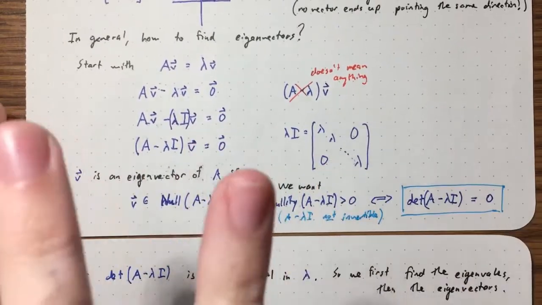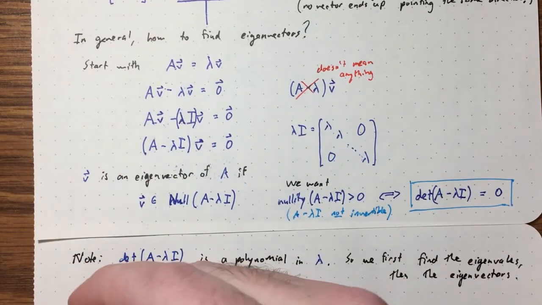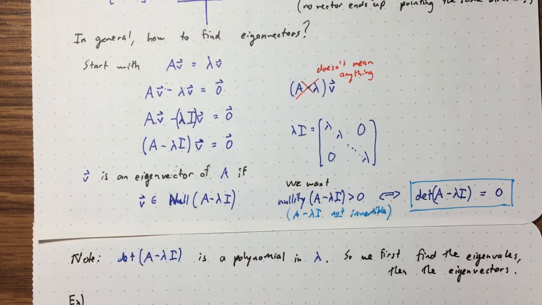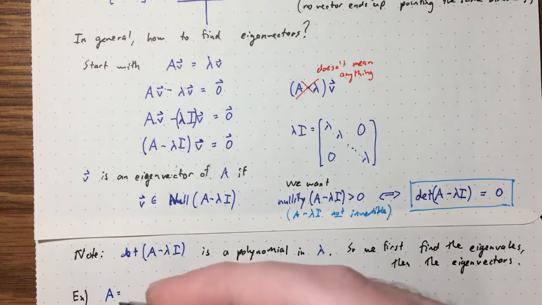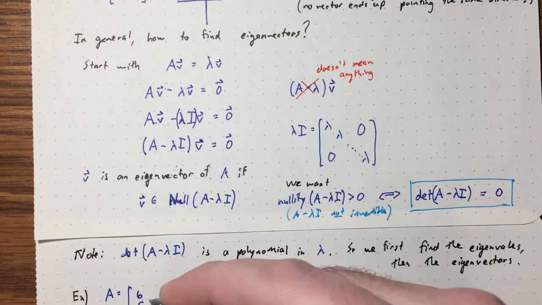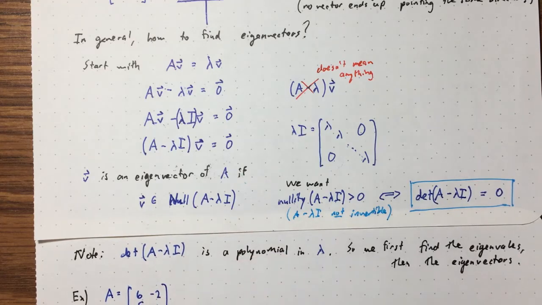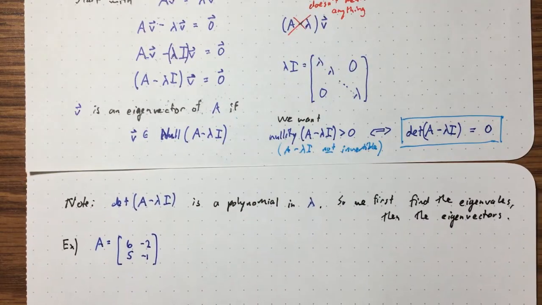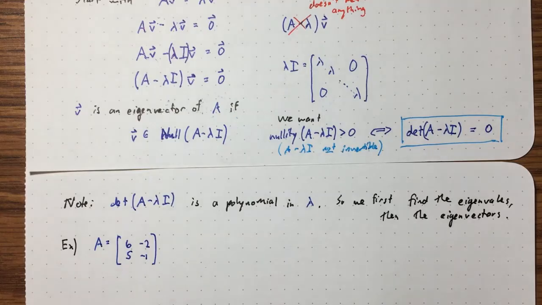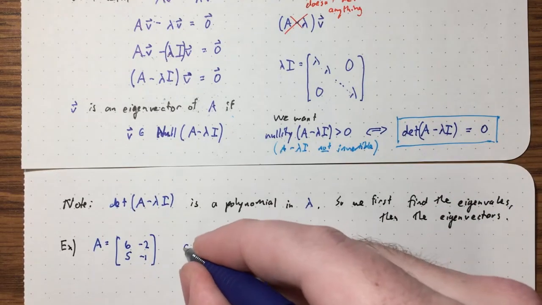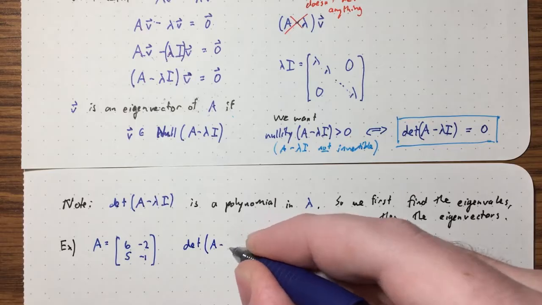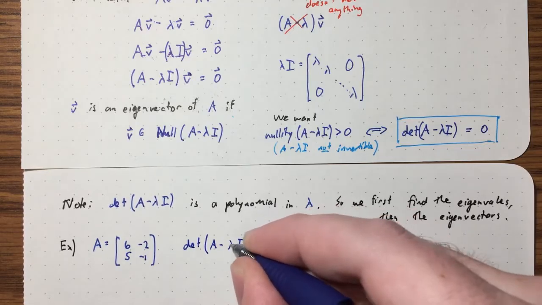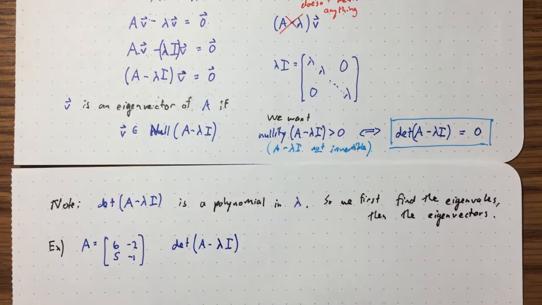Okay, but this is all pretty abstract. Let's do an example. Let's do the example that we did at the beginning, actually. And I'll show you how I found those two special vectors. The matrix is 6, 5, minus 2, minus 1. I want to find the eigenvalues of this matrix, and along the way I'm going to find the eigenvectors. What do I look at? I look at the determinant of A minus lambda I. And again, lambda I'm just thinking about as an unknown at this point.